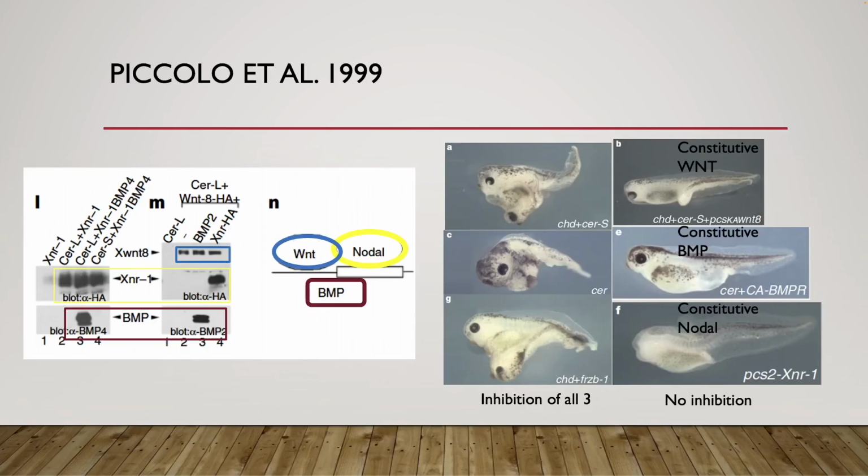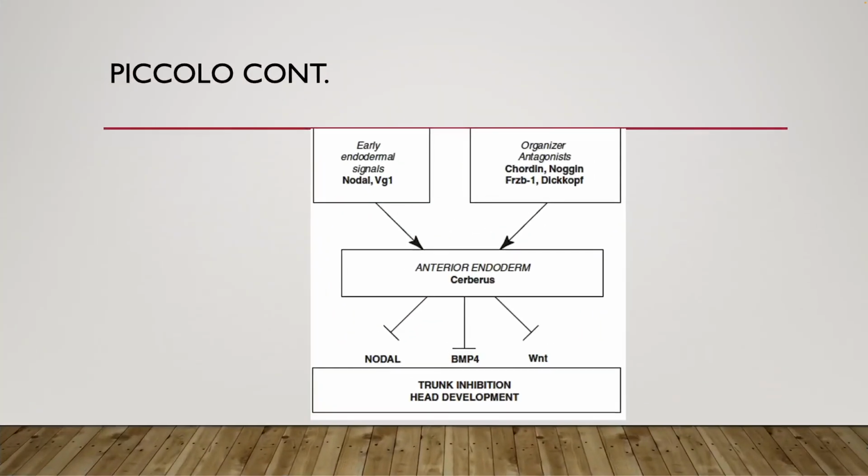Thus, we arrived at a process. Head induction is accounted for by chordin inhibiting BMP. DKK1 will inhibit Wnt. Early Nodal signaling is required to turn on transcription of Cerberus, which when made will bind Nodal, BMP, and Wnt, locking the head organizing program in place and restricting the trunk territory to the posterior part of the body. And thus, we have head induction.